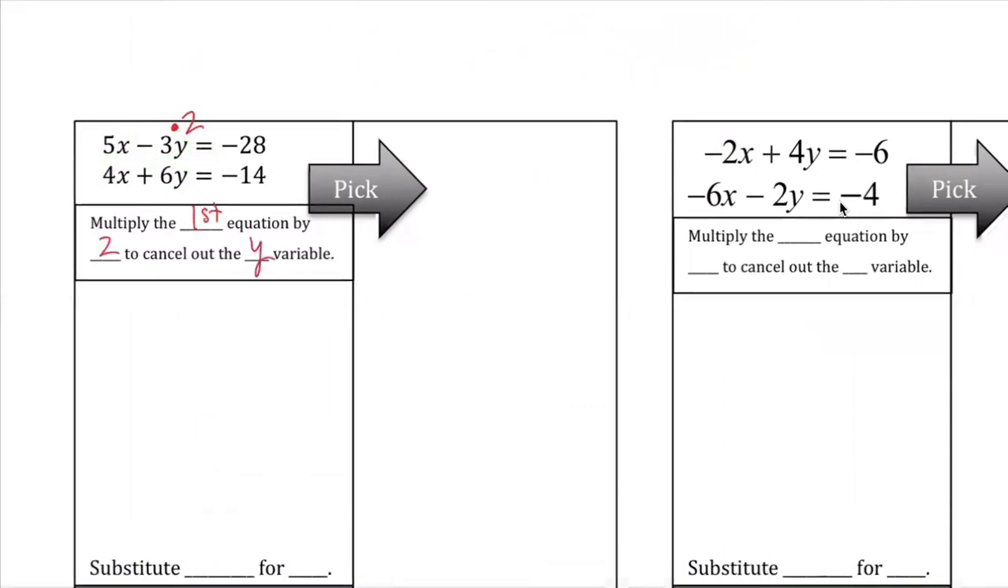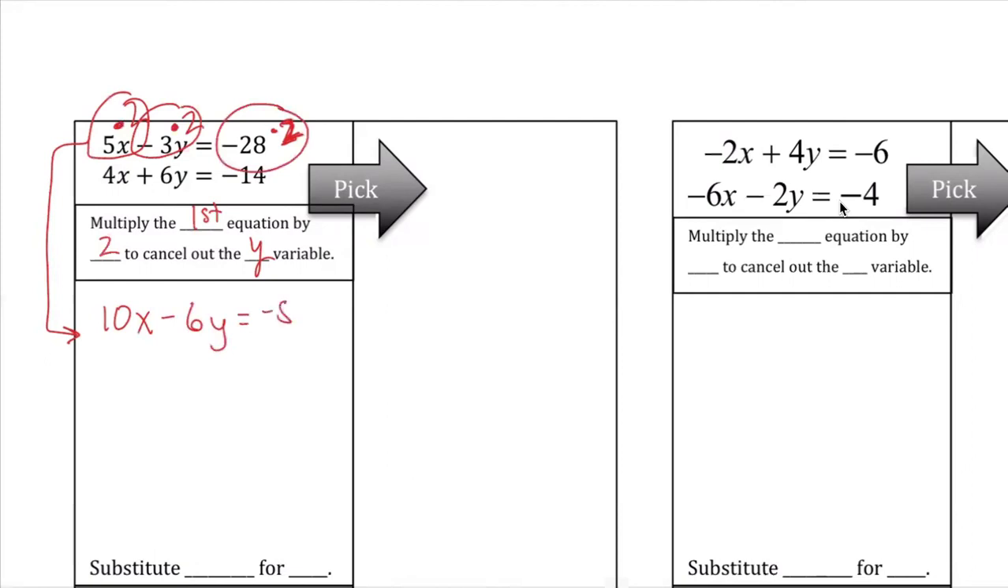But if I multiply one part of it by 2, I have to multiply all of it by 2. So let me write that whole equation brand new. 5x times 2, that's a 10x. Minus 3y times 2, that's a minus 6y. Minus 28 by 2, that's a -56. Check your answers there.